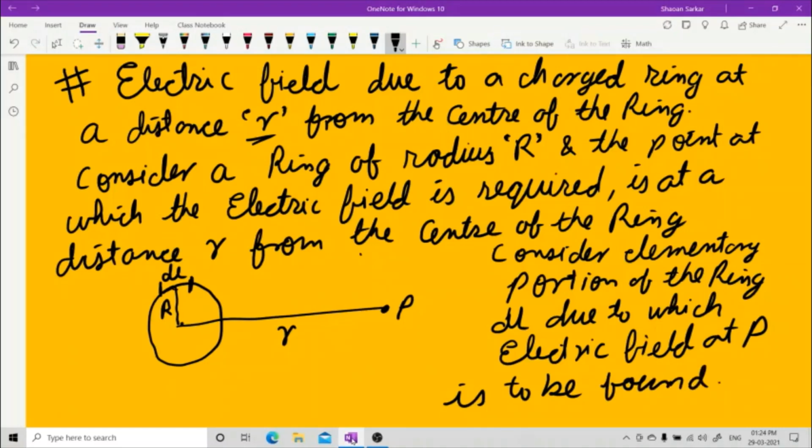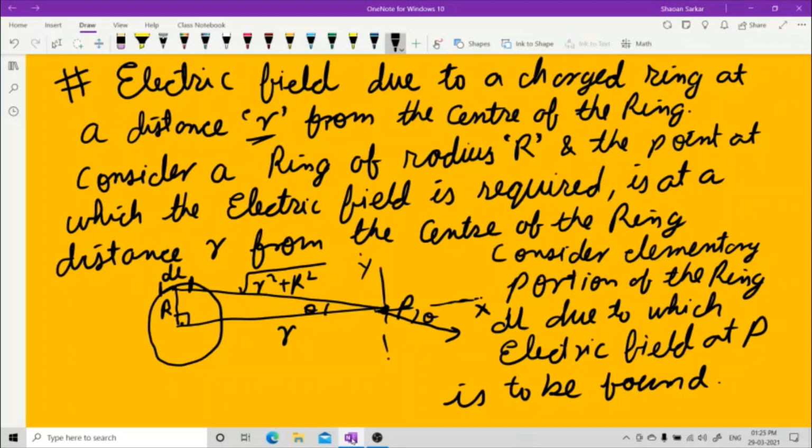Now from here, this is your radius. By Pythagoras theorem, this is nothing but the square root of r square plus r square. And the electric field will be directed in this sense. This is the x-axis, and this is your y-axis. Now see, this is making an angle theta here.